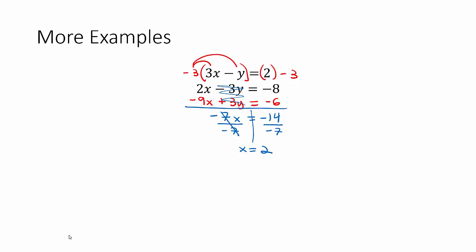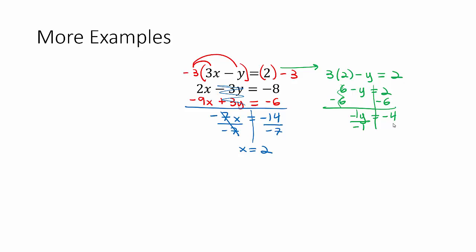Now we have to go back to one of the original equations. This time I'm going to go to the first equation. 3x, 3 times 2 minus y equals 2. Notice I go back to the original equation that the problem gave me. 3 times 2 is 6 minus y equals 2. Subtract 6 from both sides. And negative y equals negative 4. Well, because that's negative 1y, we'll divide by negative 1. And y then equals a positive 4.